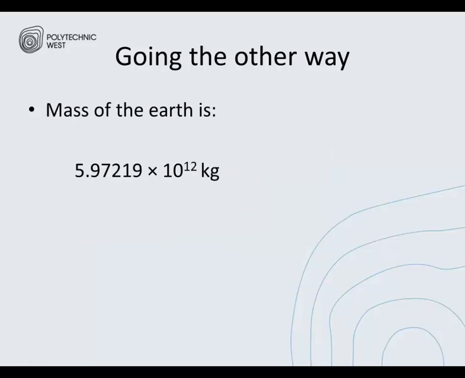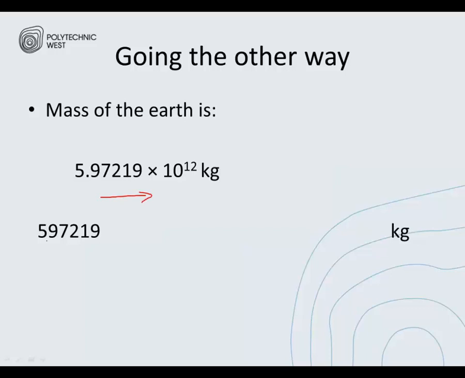Here's another one, the mass of the Earth in kilograms: 5.97219 times 10 to the 24 kilograms. A very big number. So I write it out, and then I figure out how many times I need to shift the decimal point. I'm going to go this way this time because it's positive and it's a big number.